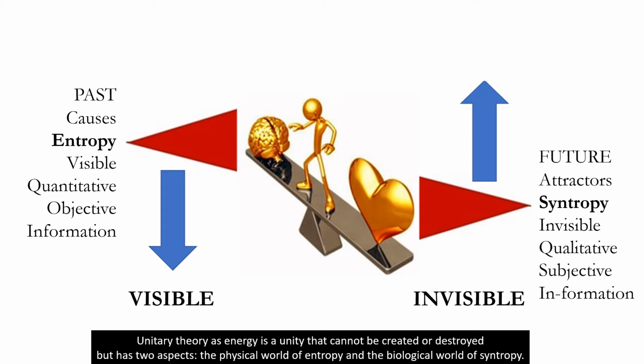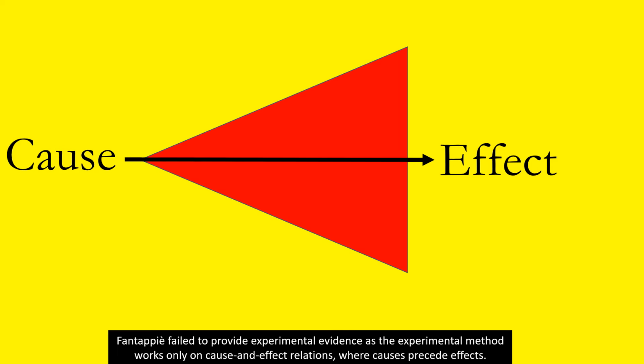Unitary theory as energy is a unity that cannot be created or destroyed, but has two aspects, the physical world of entropy and the biological world of syntropy. Fantappiè failed to provide experimental evidence, as the experimental method works only on cause and effect relations, where causes precede effects.